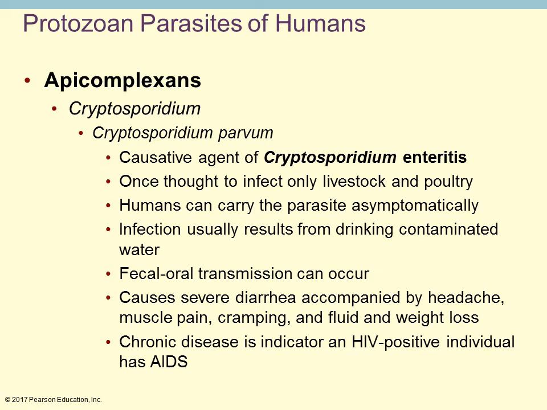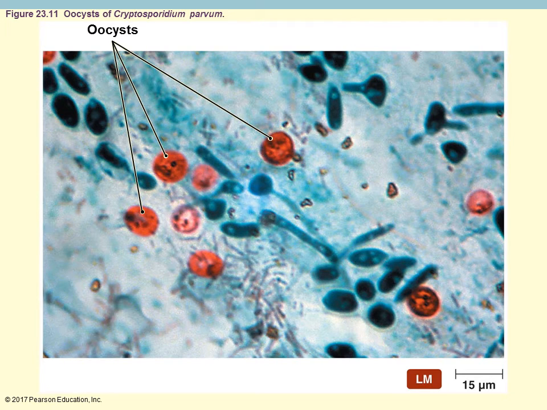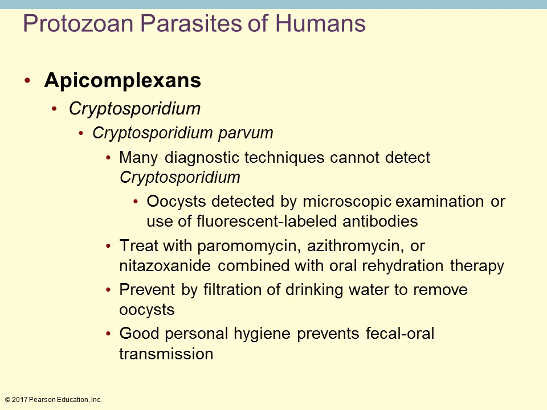Cryptosporidium. Humans can carry the parasite. A healthy human is going to be asymptomatic. Usually it's contracted from drinking contaminated water. In severe cases, you can have diarrhea, headache, cramping, fluid loss. The severe symptoms that you would see in a symptomatic person typically occur in someone with a compromised immune system. This is what the cysts look like.